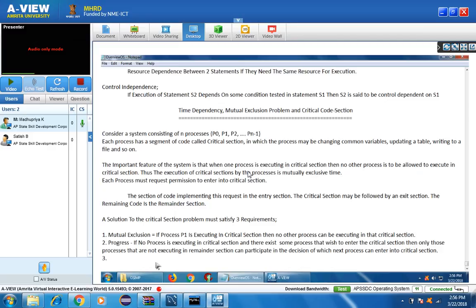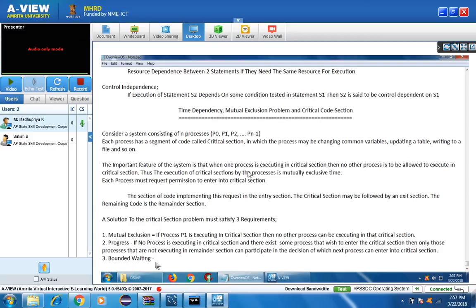This is the second point. What actually are the two different things? Mutual exclusion is when one process is in critical section, no other process can be executed in that same critical section. And what about the progress part? If no process is executing in the critical section, and if there exists some other process interested or wishing to enter this critical section, who should decide? The remainder section will decide what is the next process that can enter the critical section. And there is something again called bounded waiting.